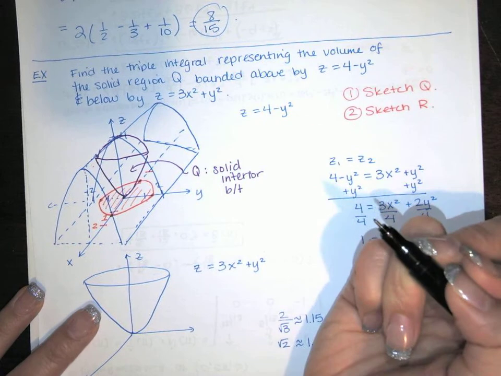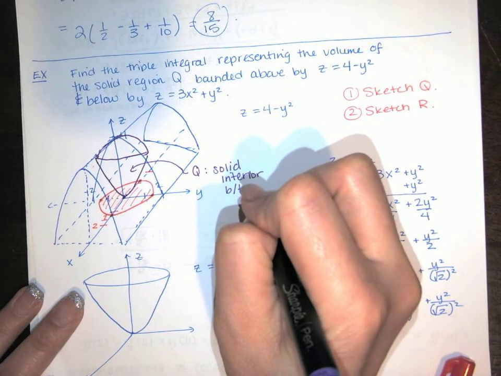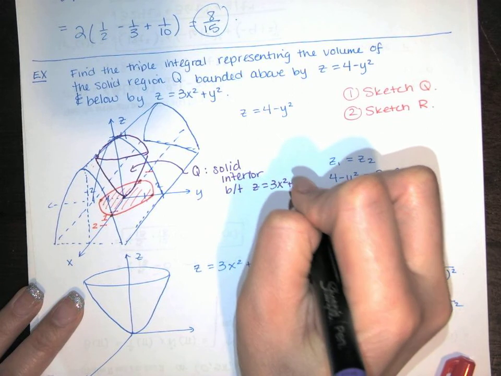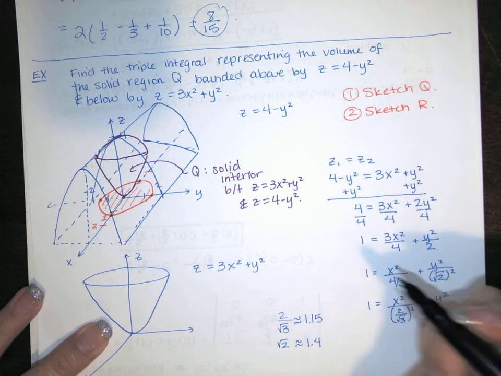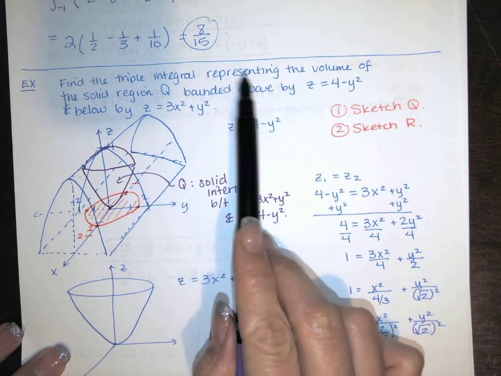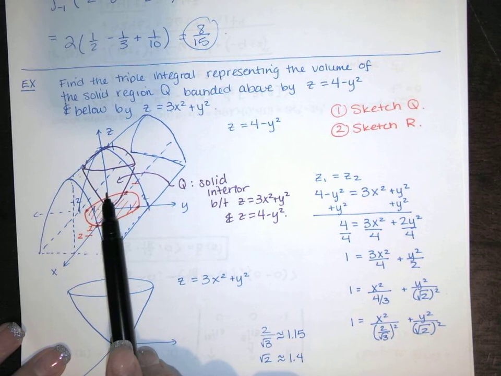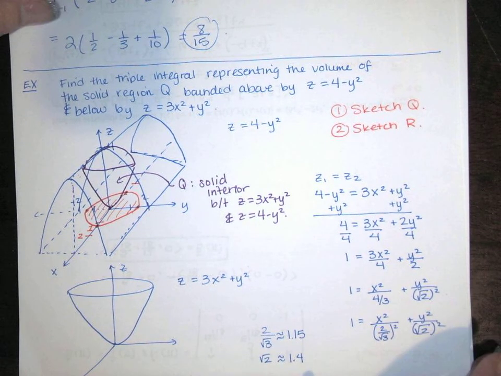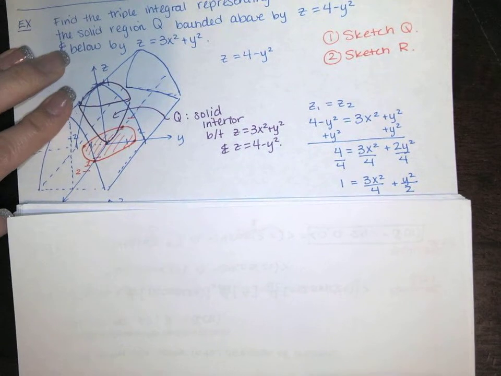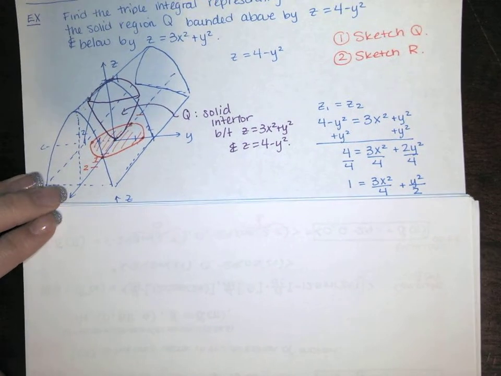So we want the solid interior region between z equals 3x squared plus y squared and z equals 4 minus y squared. Okay, so what were we asked again? We're asked to find the triple integral representing the volume of the solid region. And then, yeah, let's just find the triple integral. Actually, we've done most of the legwork. We've done most of what we need to do. So we sketched the region, we sketched Q, we sketched R, and that's really enough to get us our bounds.